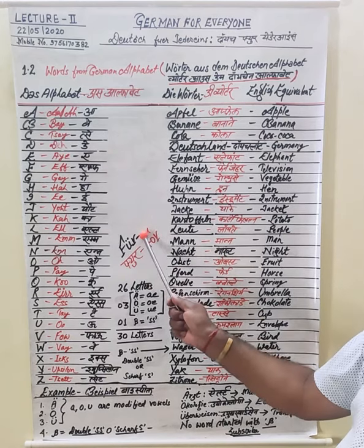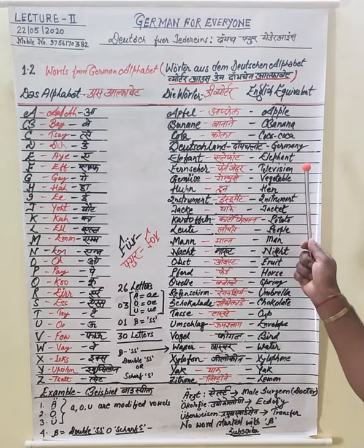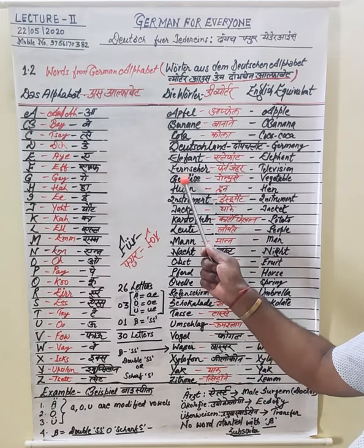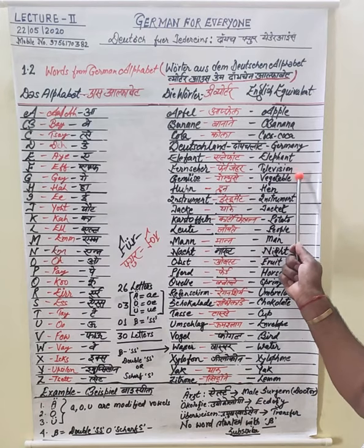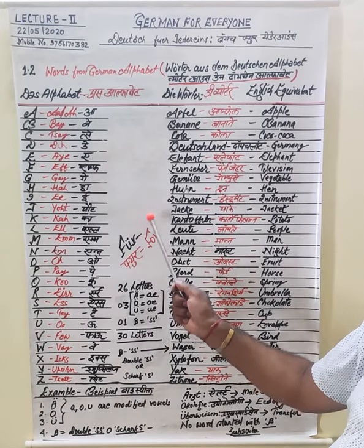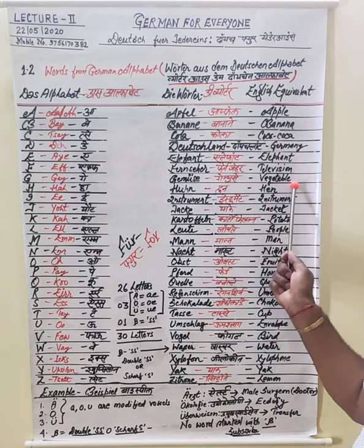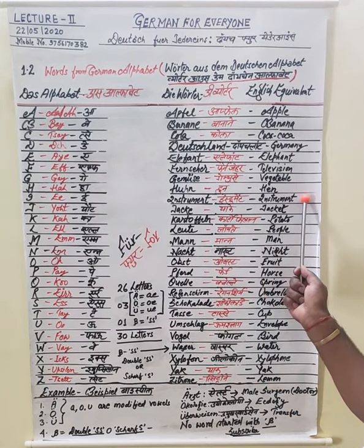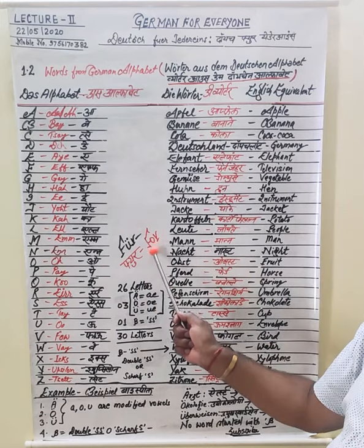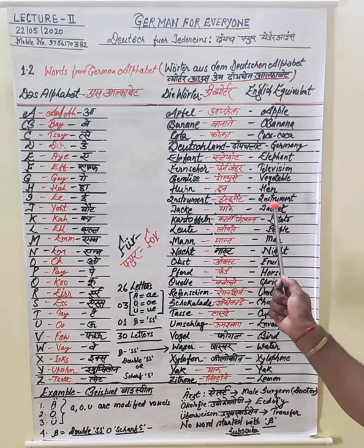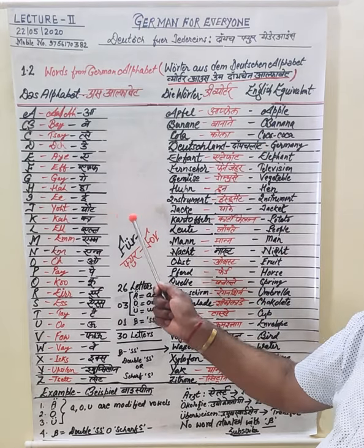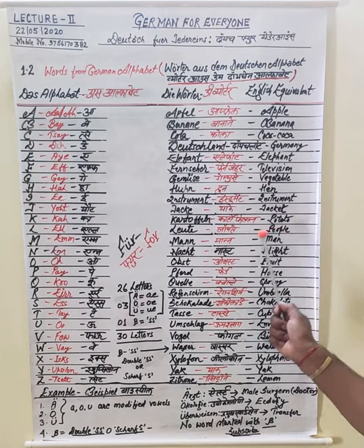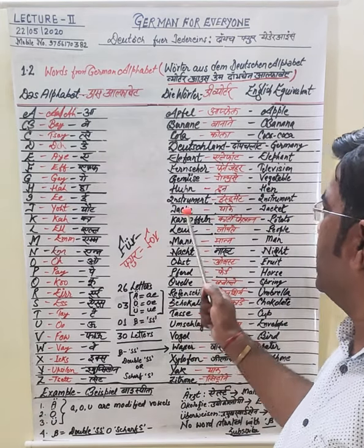F für Fernseher. Fernseher means television. G für Gemüse. Gemüse means vegetable. H für Huhn. Huhn means hen. I für Instrument. Instrument is instrument. J für Jacke. Jacke means jacket. K für Kartoffeln. Kartoffeln means potato.